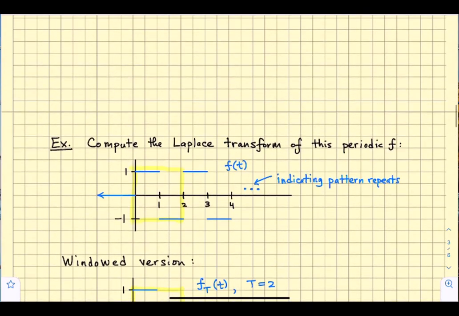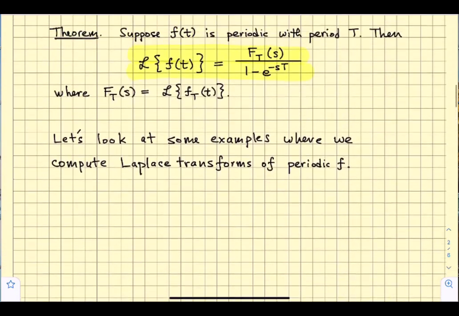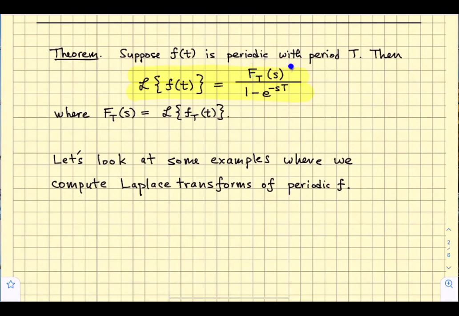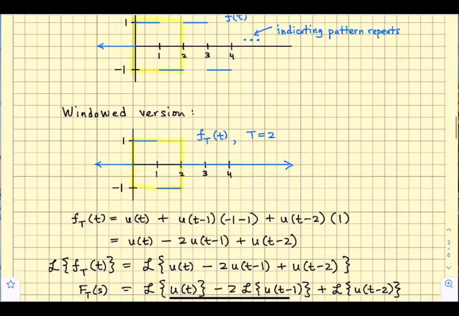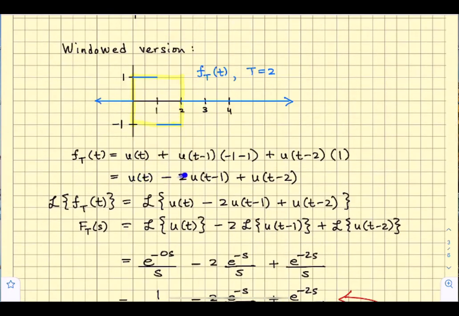Remember, according to our theorem, what we need to do is calculate the Laplace transform of the windowed version, and then we need to divide by 1 minus e to the minus s times my period. So we'll go back, and we've calculated the windowed version, and now we will calculate the Laplace transform of the windowed version, thankfully, and you can see why we wanted to write this in terms of unit steps. This is very straightforward. We just use our basic table entries.